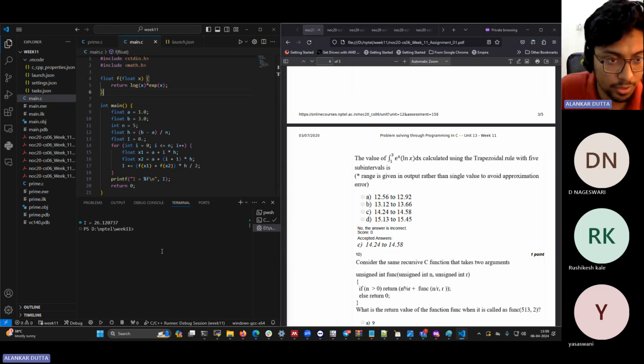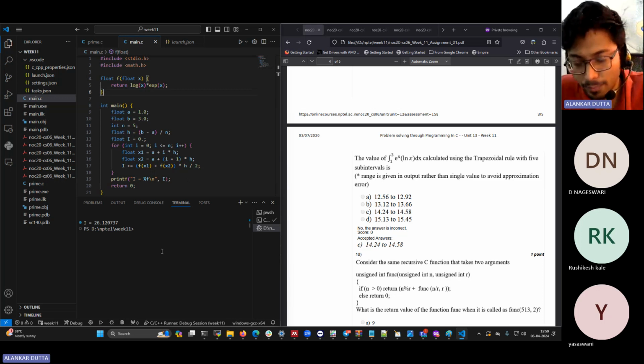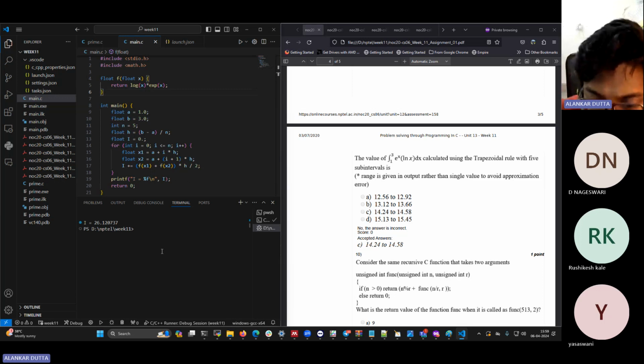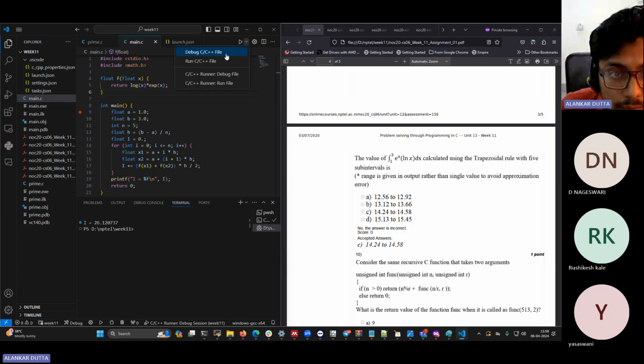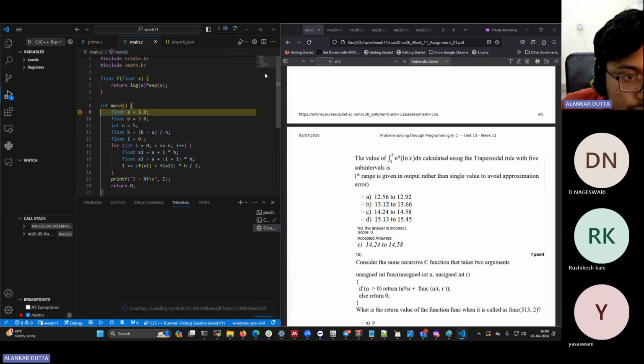So this says the value is 26.12, which obviously doesn't match. Here it is written as somewhere between 14.24 and 14.58. So let's see where it is that we are doing this wrong. We were to find it between 1 to 3, and it's e to the power of x times ln of x. So to understand what's going on, I have already discussed some steps regarding the debugger, so we'll just use the same debugger in here.